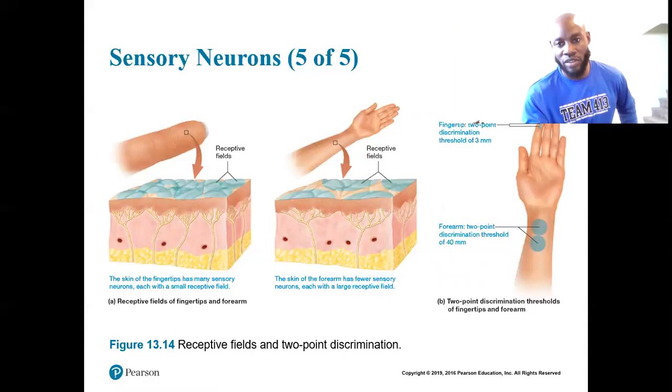And then we have this last slide which talks about receptive fields. The skin of the fingertips has many sensory neurons, so it's very sensitive. The skin of the forearm has fewer neurons, so it's not as sensitive. Your fingertips are made basically to touch things and to send information, while if something touches your forearm, you still feel it, but it's not as efficient at sending touch information as your fingertips. That's why we touch things with our fingers more so than with our forearms.